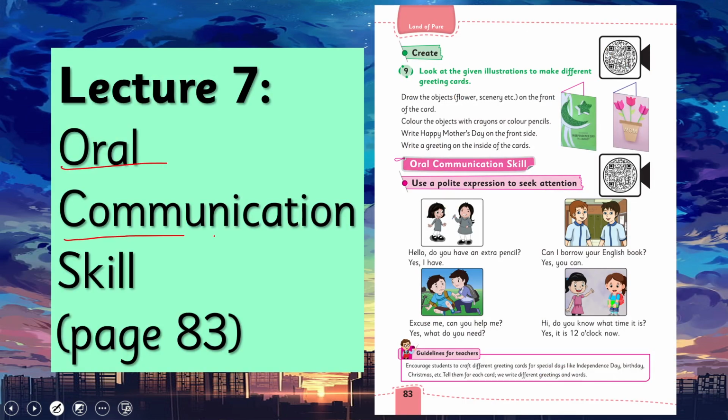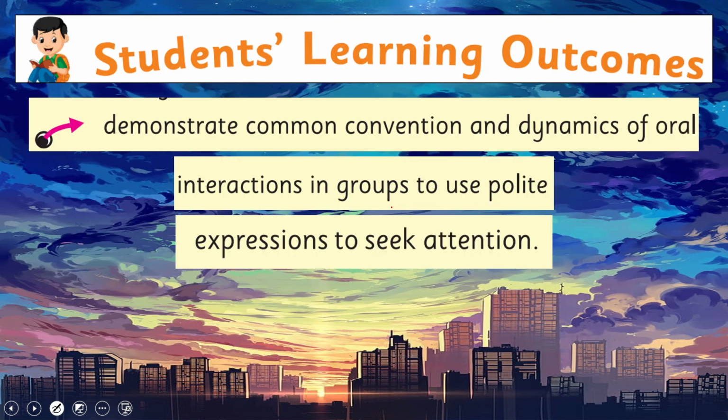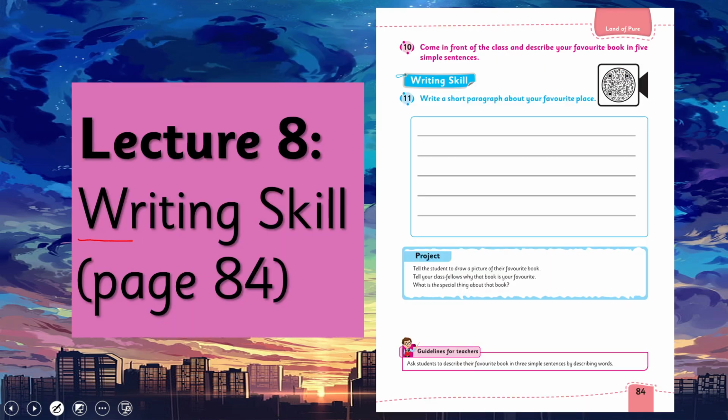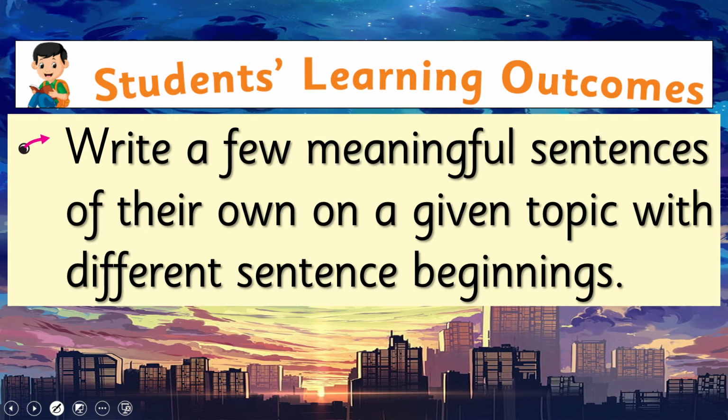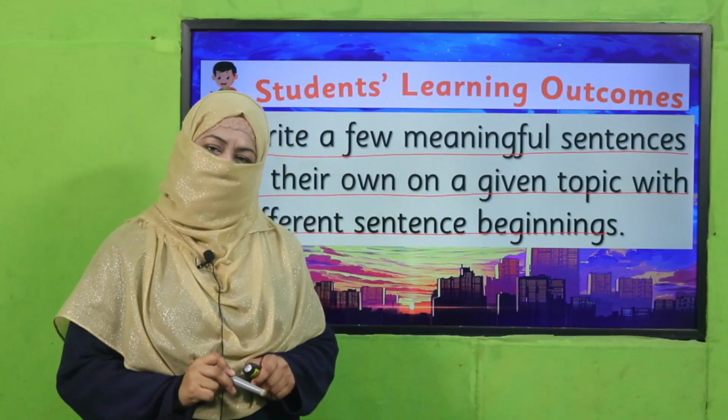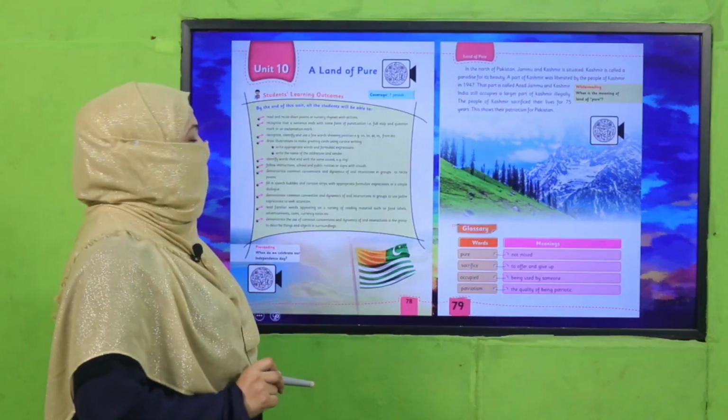Lecture 7, under the title of oral communication skill, we'll learn to use polite expressions and we'll cover the SLO to demonstrate common convention and dynamics of oral interactions in group, to use polite expressions to seek attention. Lecture 8, we learn to write multiple sentences and we'll cover the SLO to write a few meaningful sentences of their own on a given topic with the different sentence beginnings. Yes, my dear students and my dear fellow teachers, this is the SLO based lecture division for this unit. Now let's see what this unit is all about.